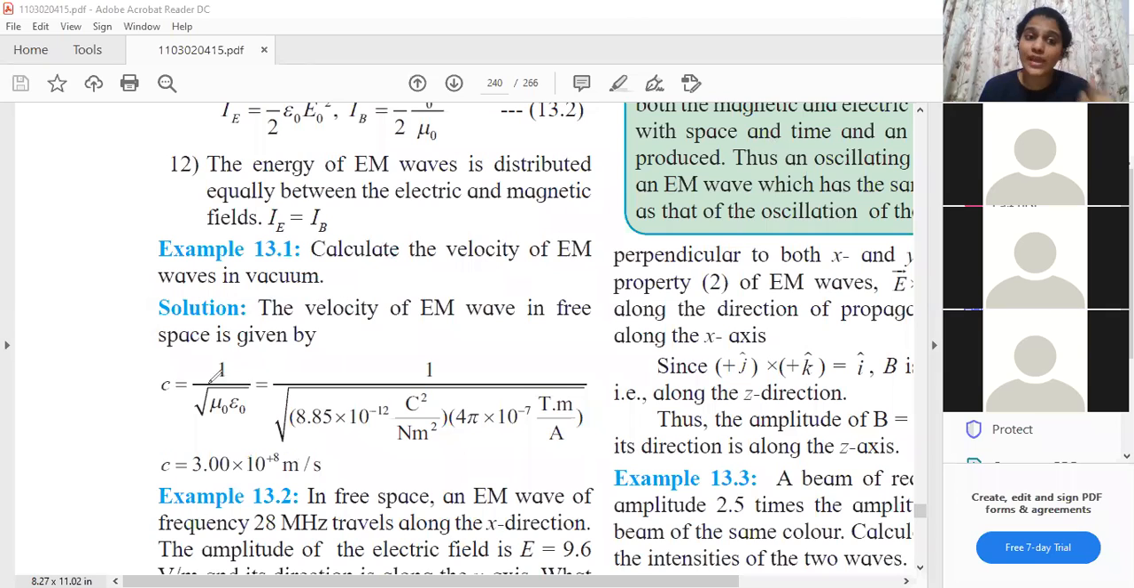So how are we supposed to calculate? c is nothing but 1 upon under root mu naught into epsilon naught. Again, you have to remember what mu naught is and what epsilon naught is. Do not expect that they'll give it to you in the question. Sometimes they give, but sometimes they don't. Then what will you do?